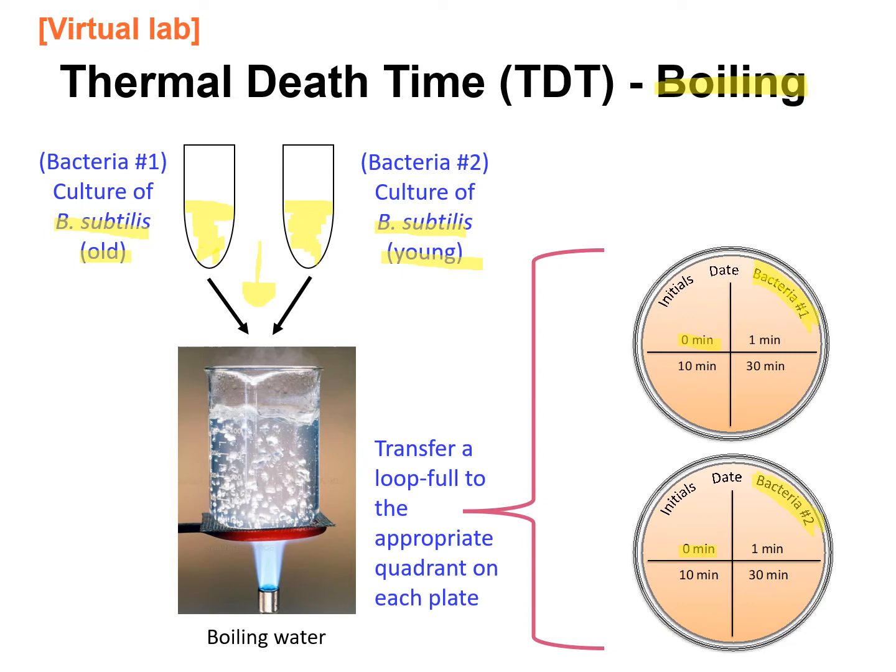What you're going to do is, on each plate, after you've labeled it and everything, go ahead and separate it into 4 quadrants. And you're going to write 0 minutes, 1, 10, and 30, okay? Now, what those times represent is how long you're going to keep those tubes in the boiling water. So you're going to keep the test tubes in the boiling water for about a minute, about 10 minutes, and 30 minutes, right?